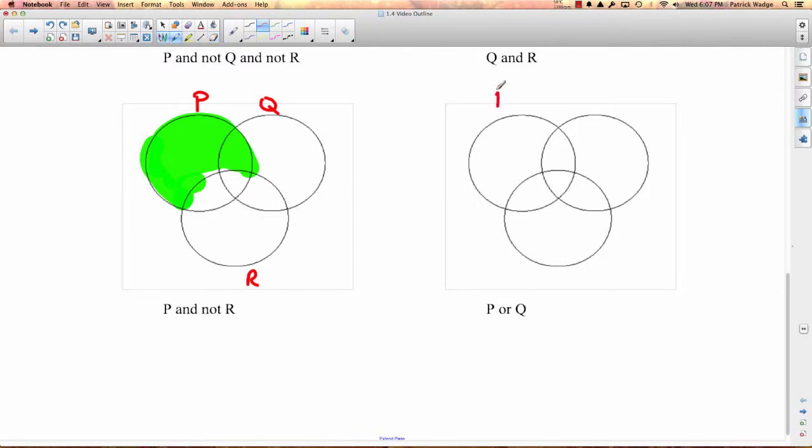Okay, and the last one of these, P, Q, R. All the values that are in P or Q. So they can be in here, or they can be in Q, or they can overlap. I don't know why I did these last. These are very similar to what we did last day because you're only worried about 2 of the circles, 2 of the sets, and just ignoring the 3rd one. So that would be that one.